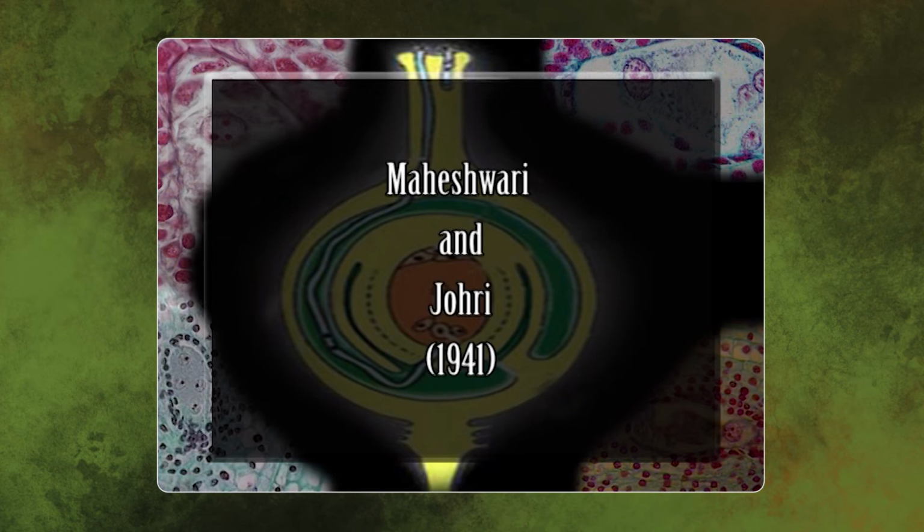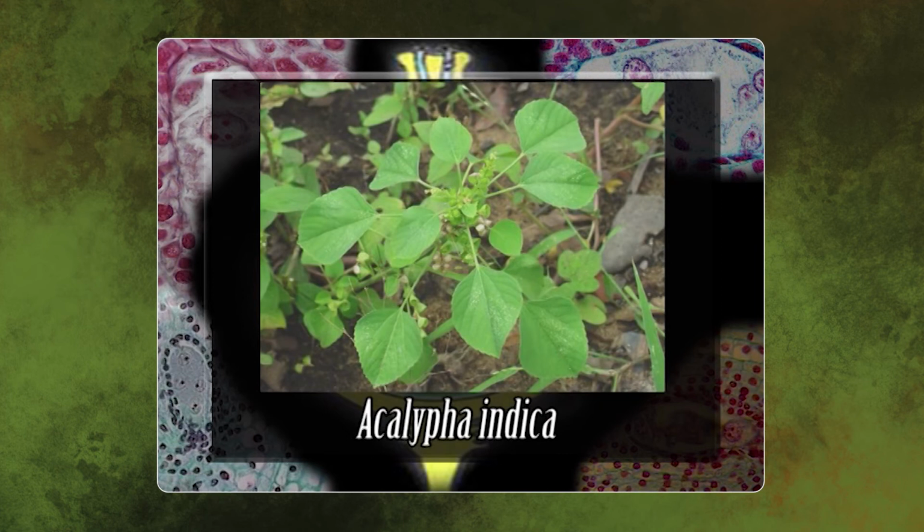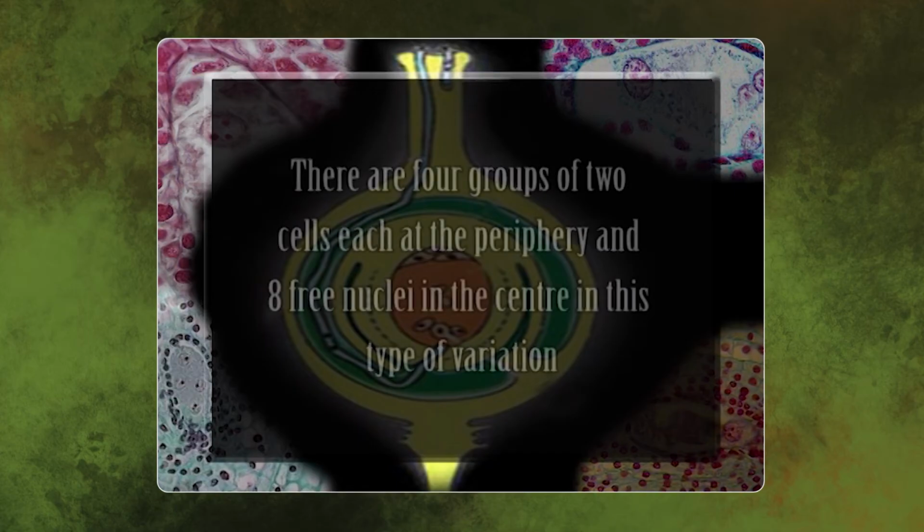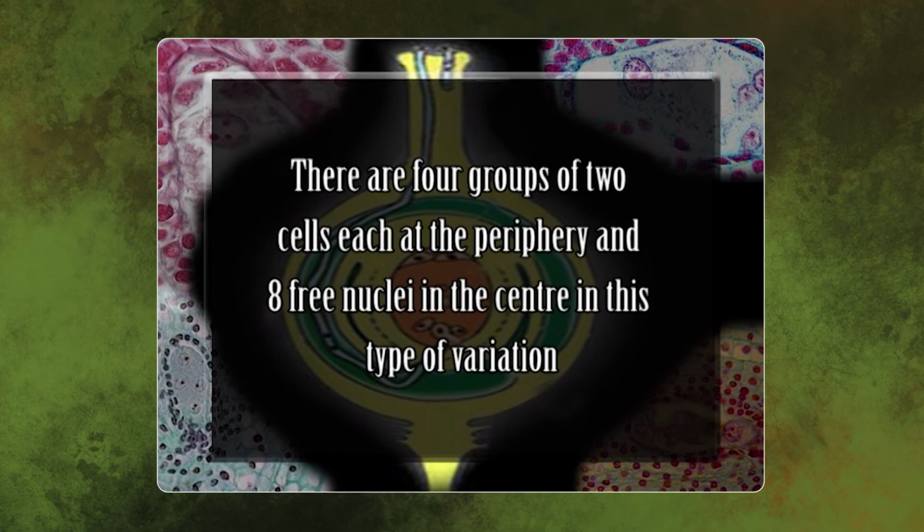This type of embryo sac development is found characteristic of the family Penaeaceae and Euphorbiaceae. Maheshwari and Johari in 1941 studied the embryo sac development in Acalypha indica, which is almost similar to Penaea type, but differs slightly in the organization of the mature embryo sac. Here each peripheral group consists of 2 cells, and 2 nuclei of each quarter remain free and migrate to the center and fuse to form the secondary nucleus. Thus, there are 4 groups of 2 cells at the periphery and 8 free nuclei in the center in this type of variation.